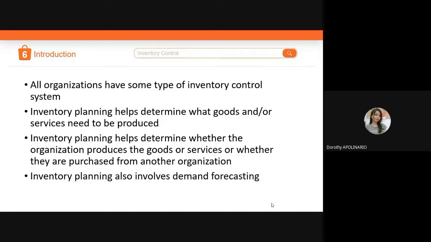All organizations have some type of inventory control. Inventory planning helps determine what goods and or services need to be produced. Inventory planning also helps determine whether the organization produces the goods or services or whether they are purchased from another organization. And lastly, inventory planning also involves demand forecasting.